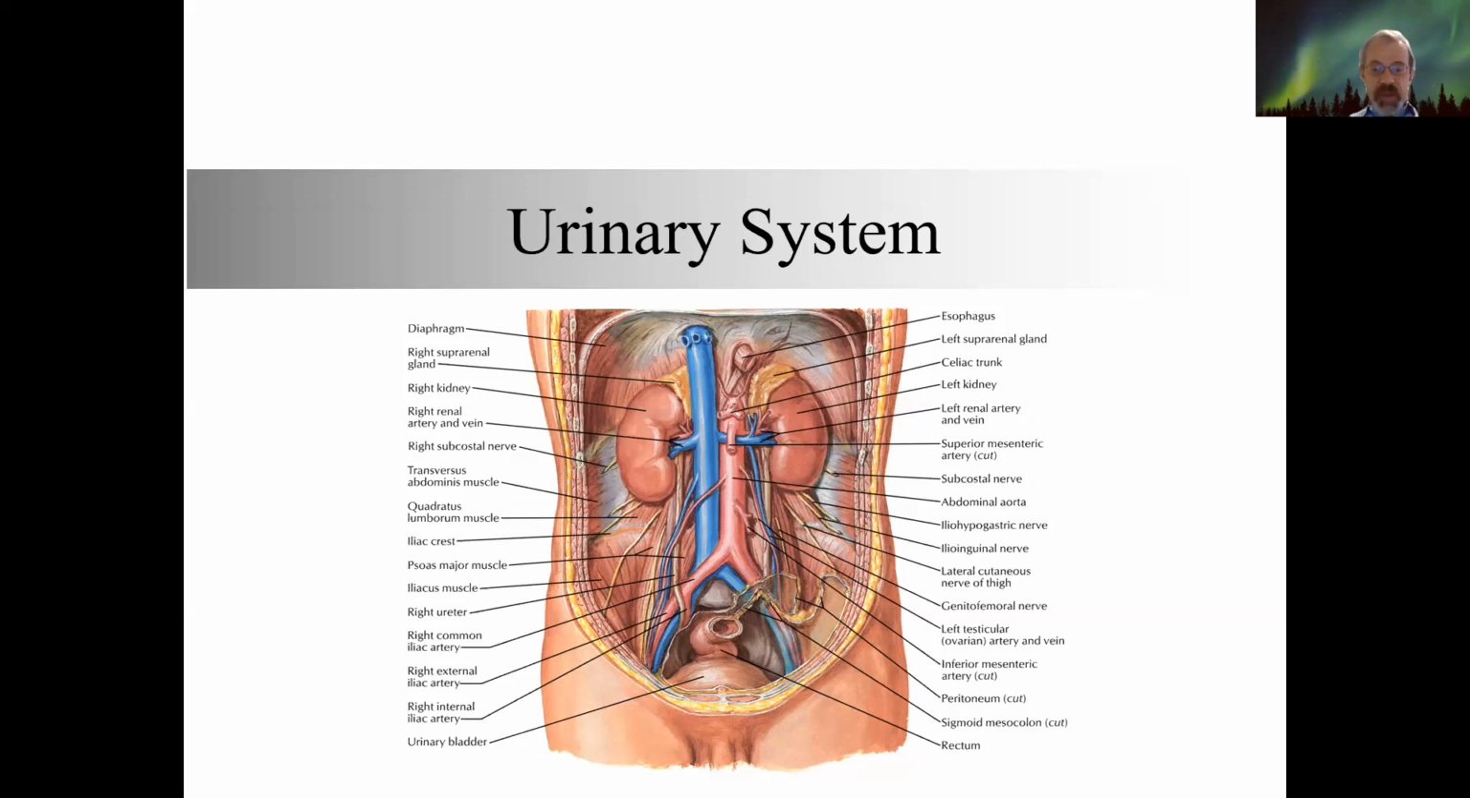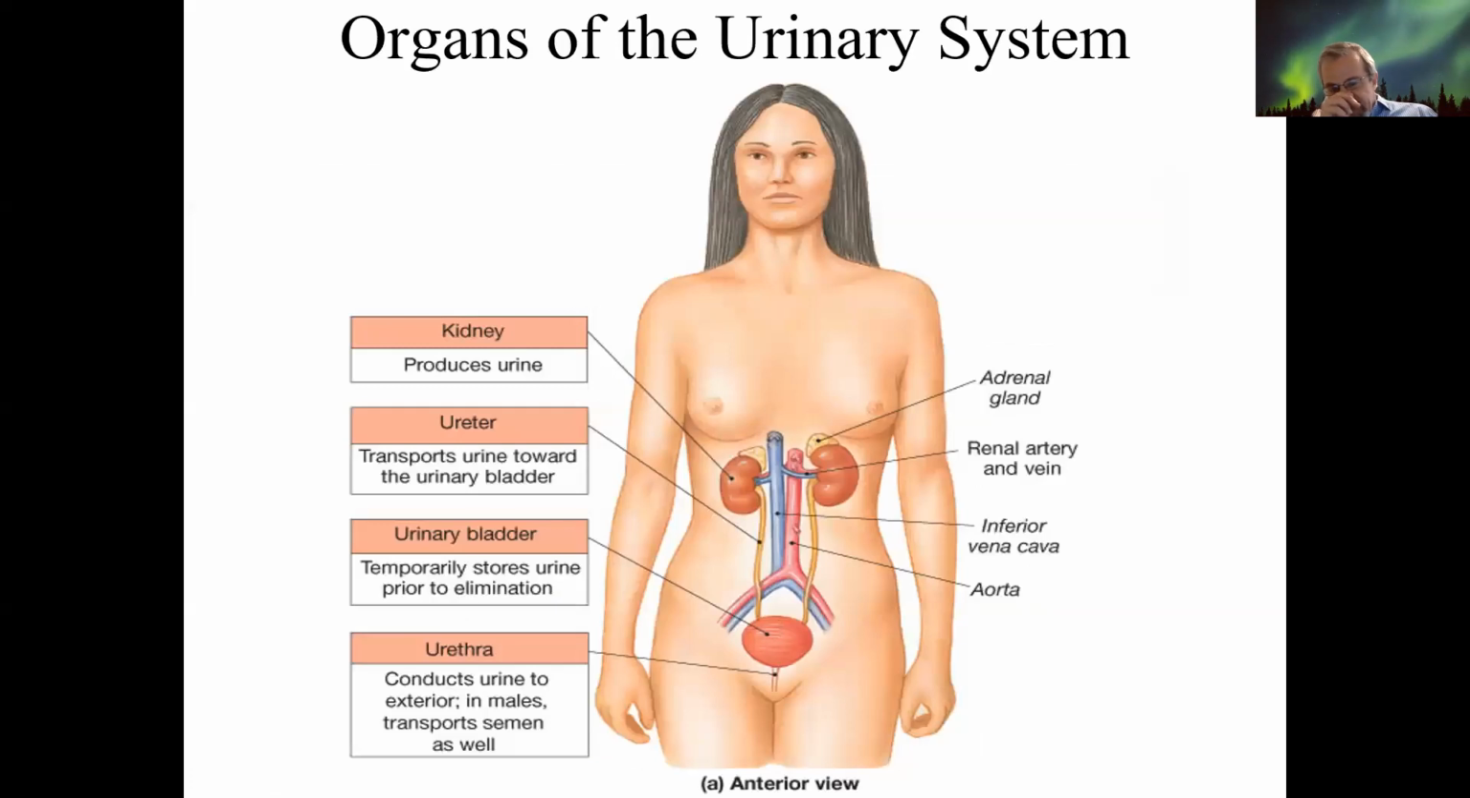So as you can see, this is a picture showing the abdominal cavity with some of the organs removed, but here you can see the kidney. So we're going to focus with the urinary system on the kidney, what's called the ureter, the bladder, and then the urethra. Those are really the four main organs of the urinary system. And you can see them right here.